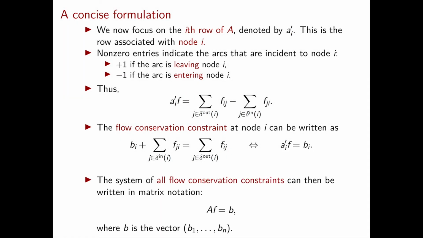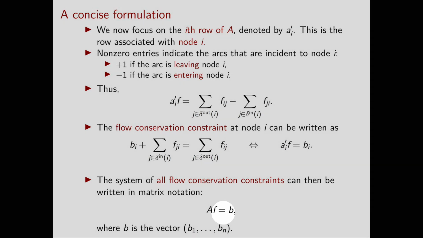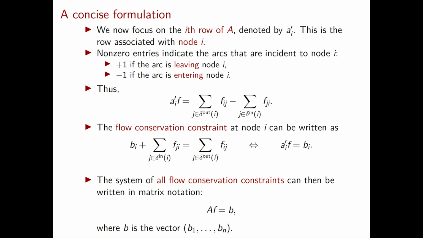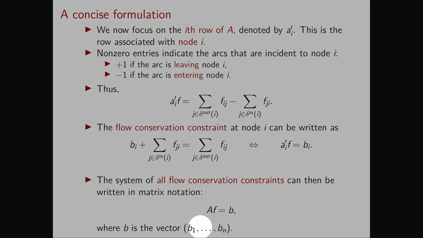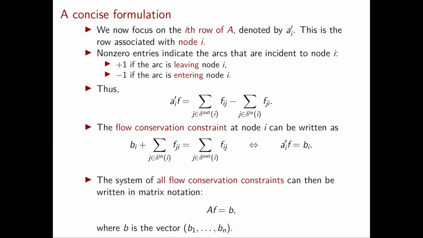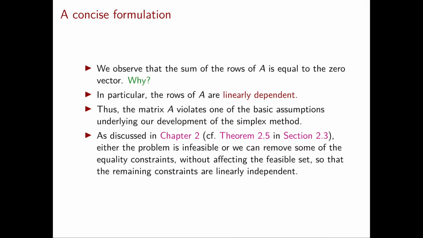In turn, this allows us to write in a compact form all the flow conservation constraints. In fact, they can simply be written as Af equal to b, where once again A is our node arc incidence matrix and b is the vector of supplies b_1 until b_n. In particular, A is the constraint matrix of our linear programming problem in standard form.